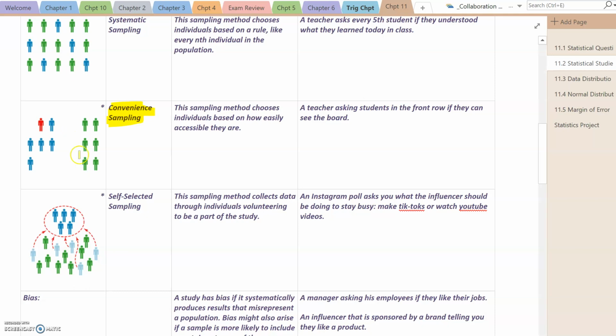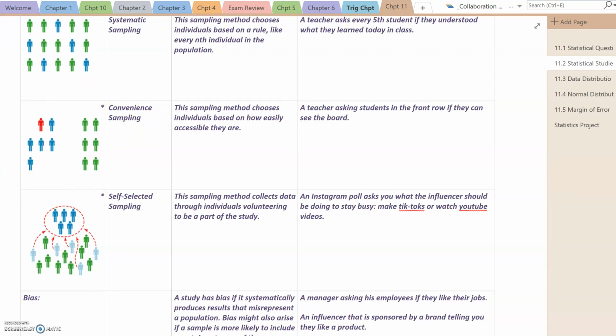So in this picture on the left, you're the red person, and you're going to pick all the blue people because they're the closest to you. So obviously that's super easy, right? Super convenient. An example of this might be a teacher asking students in the front row if they can see the board. It's super convenient for me to just lean over to my front row students and ask them if they're getting things, if they like their seats, all that kind of stuff. But that's not necessarily a good representation of the entire student population in the room. So that is one other type of sampling.